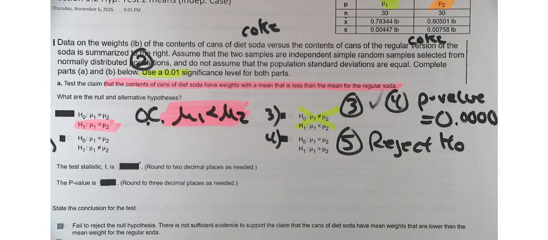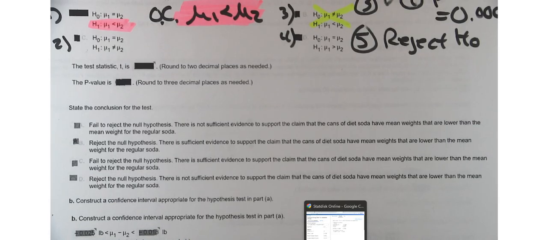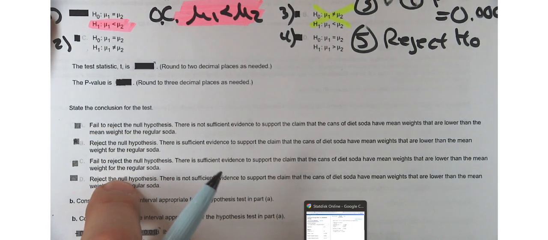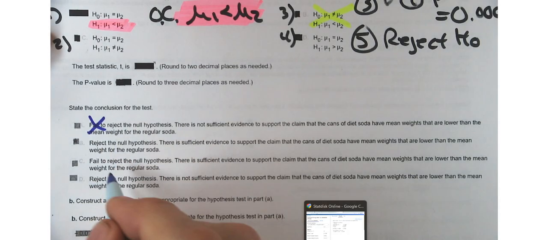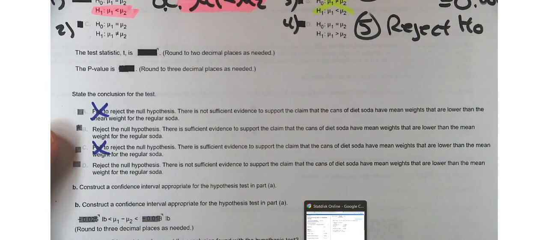But in our case, they've given you several different conclusions that you can choose from. Which two can you get rid of right away? Yeah, A and C. Matt says A and C. He's exactly right. Why can you get rid of those right away? Yeah, it says fail to reject, but we rejected. So let's get rid of those right away. That one and that one. Of the two remaining, which one's looking good? Yeah, B is looking pretty good.